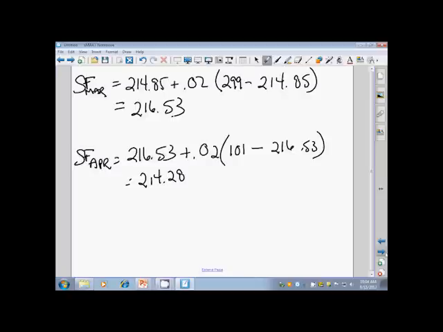Now, because we don't have the actual demand in April, I can't go any further at this point. I need to stop here. But this is how you do single exponential smoothing.